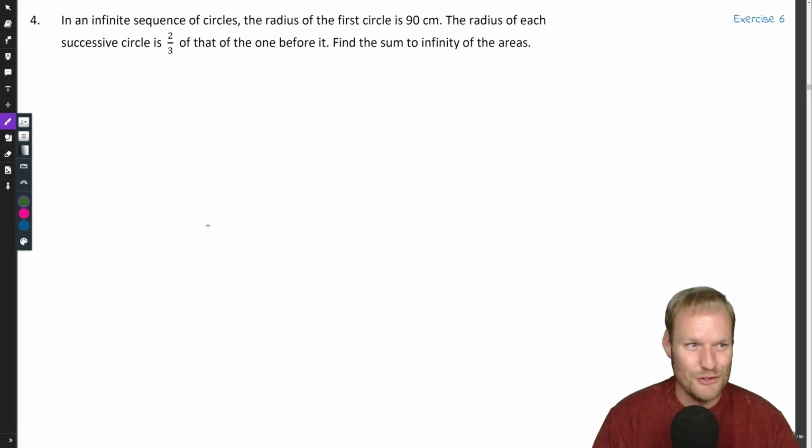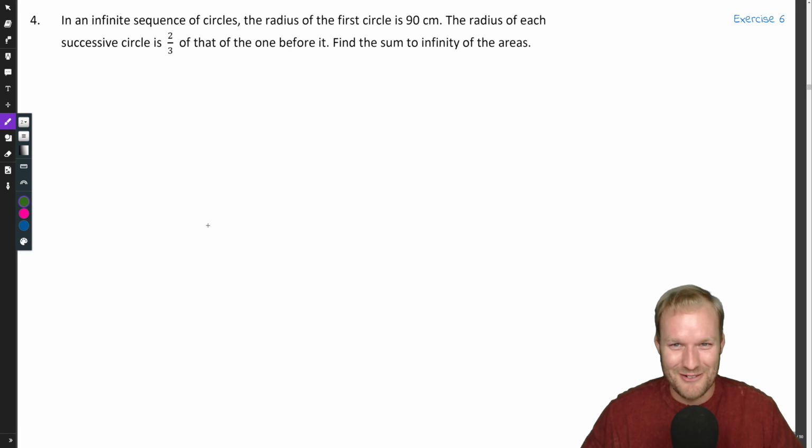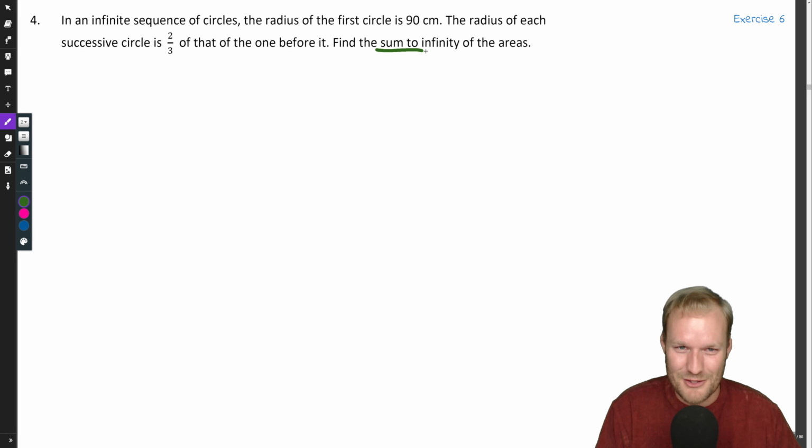Ooh, time to go around in circles. Anyway, okay, so we're in geometric sequences to infinity, sums to infinity. Our questions, exercise 6, number 4. Get what you need out of the video, pause, rewind, skip it, you know those things.